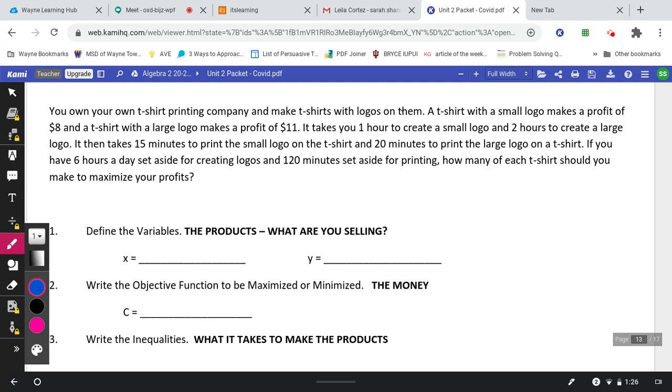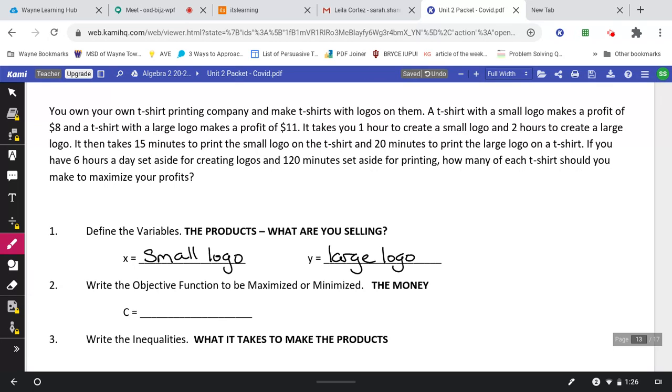So for part number 1, define the variables. These are the products. What are they selling? So you're selling t-shirts, but there's 2 types of t-shirts: t-shirts with a small logo and t-shirts with a large logo.